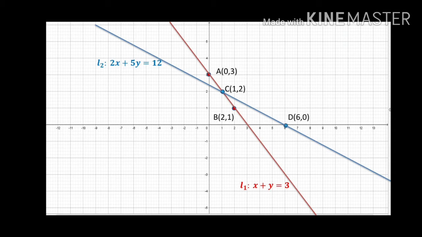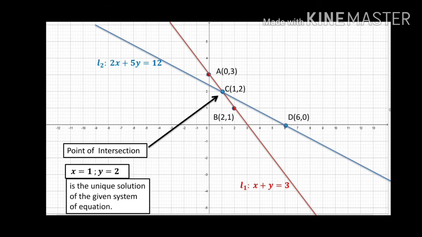Now we see here both the lines meet at this point. So that's the point of intersection. So we know that the point of intersection is the unique solution, that is x equals 1 and y equals 2 is the unique solution of the given system.